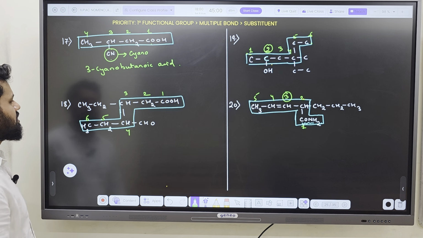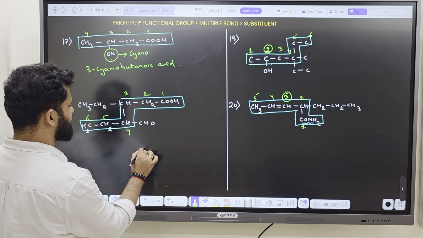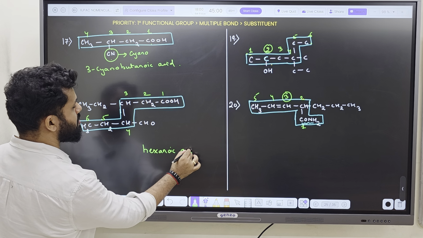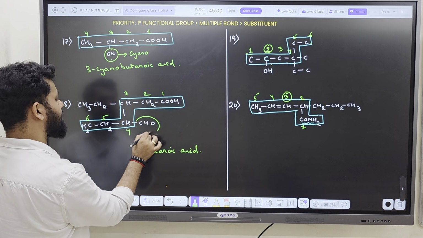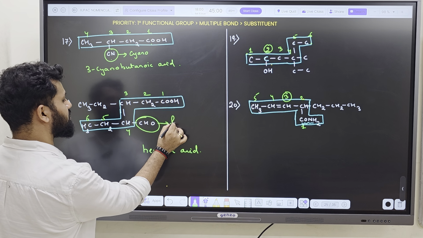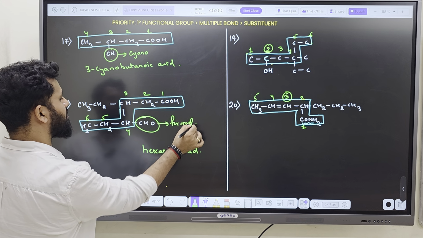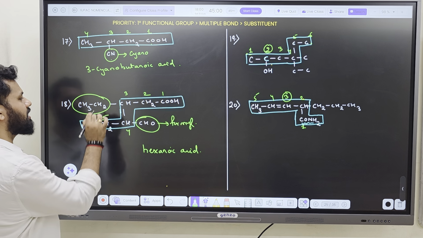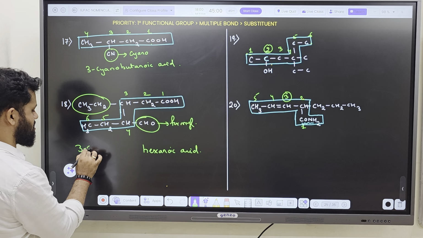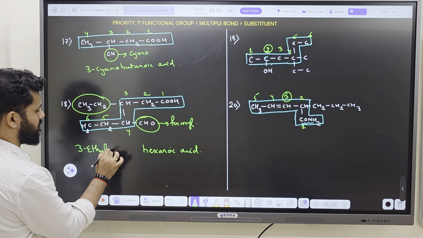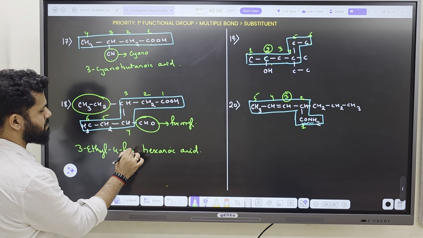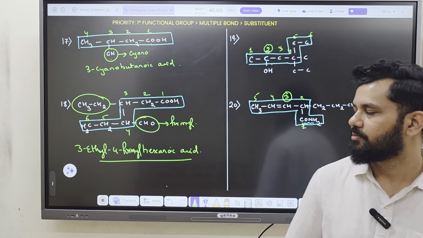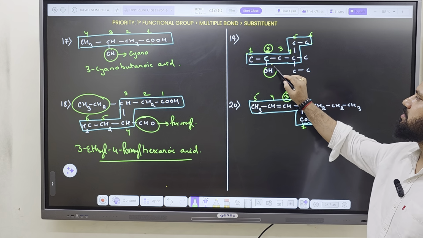6 carbons, so hexanoic acid. Now the entire CHO is outside the PCC, so its name becomes formyl. This is ethyl. E, F, G: E comes first, so 3 ethyl, 4 formyl, hexanoic acid. Who is the functional group in the next one?